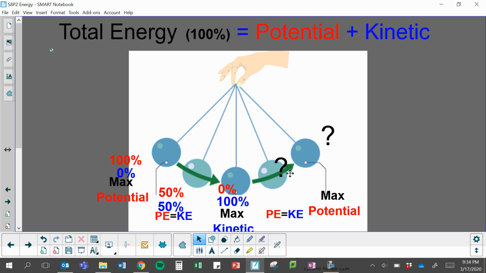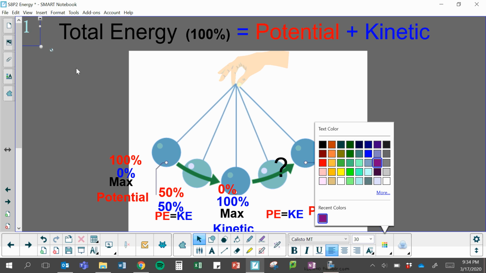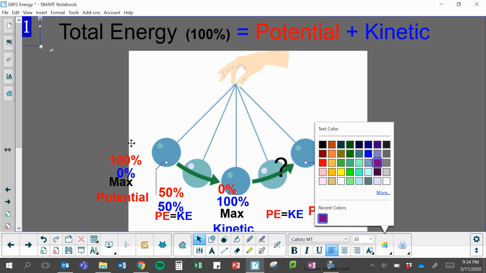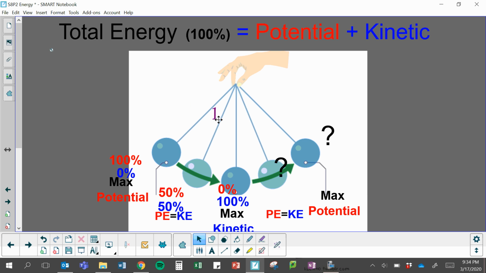So take a second and try to guess what these two are, so we can do an answer for number 1 here. Let's see if I can get my number in the right spot. Number 1 and spot number 2.